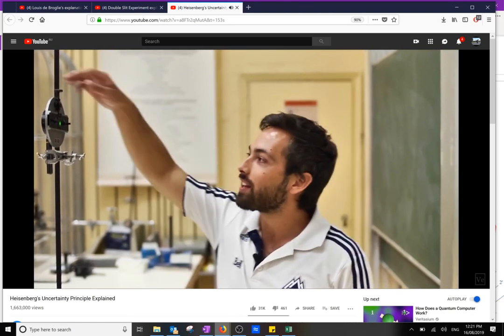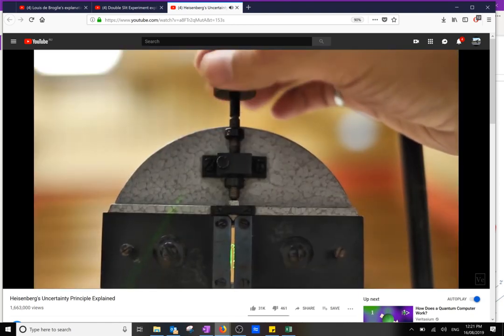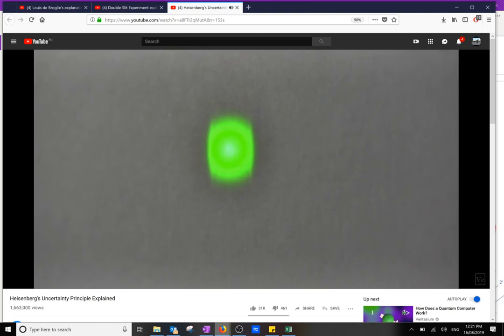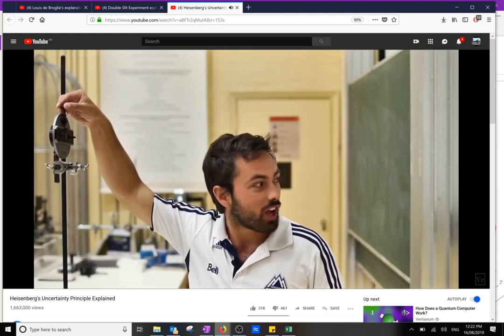So what do you think is going to happen to this spot on the screen as I narrow the slit? Well, let's have a look. You see exactly what you'd expect. The spot gets narrower and narrower. The sides are getting cut off by the slit. Makes complete sense. And if you stop there, you would never realize that Heisenberg's uncertainty principle is at work. But if you keep going, something strange happens.